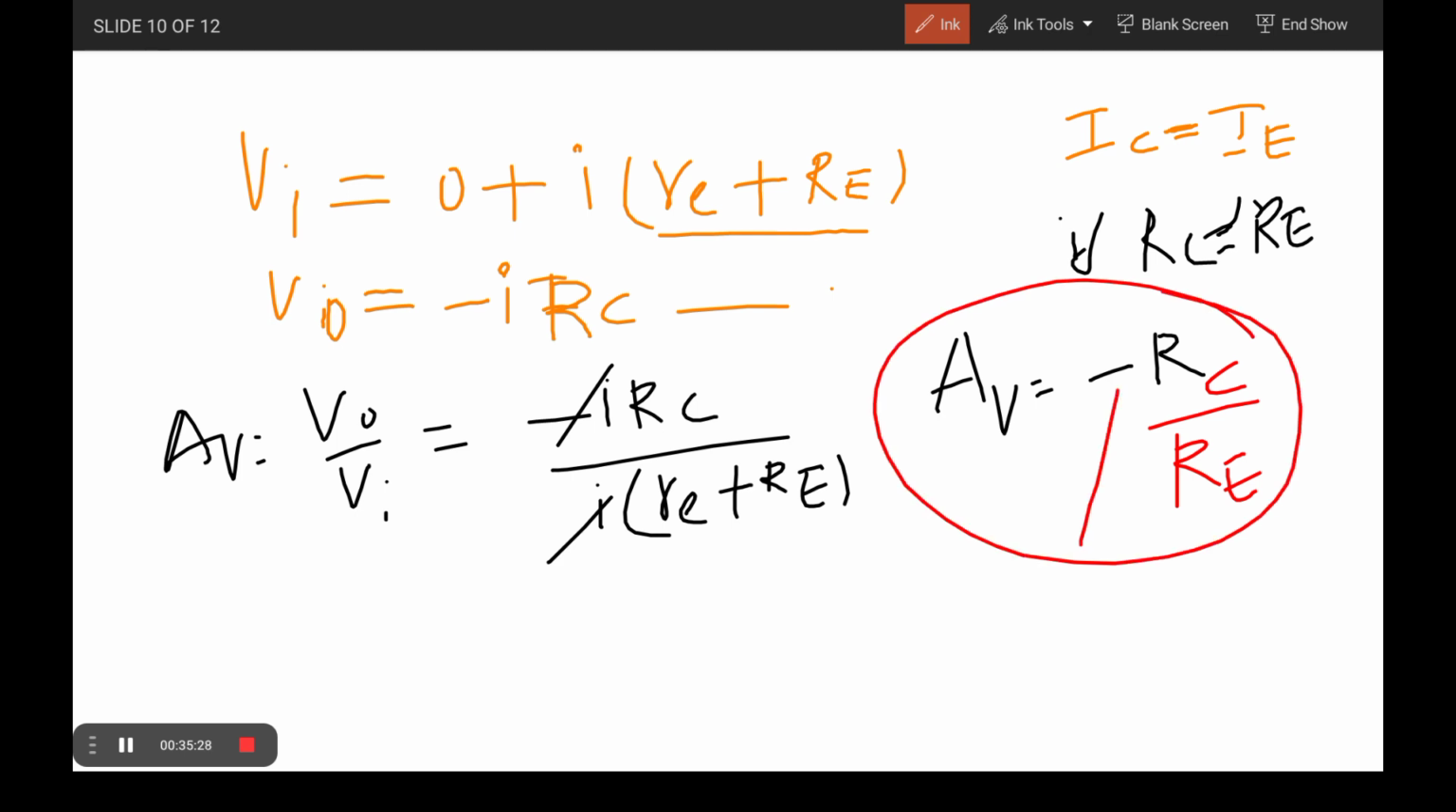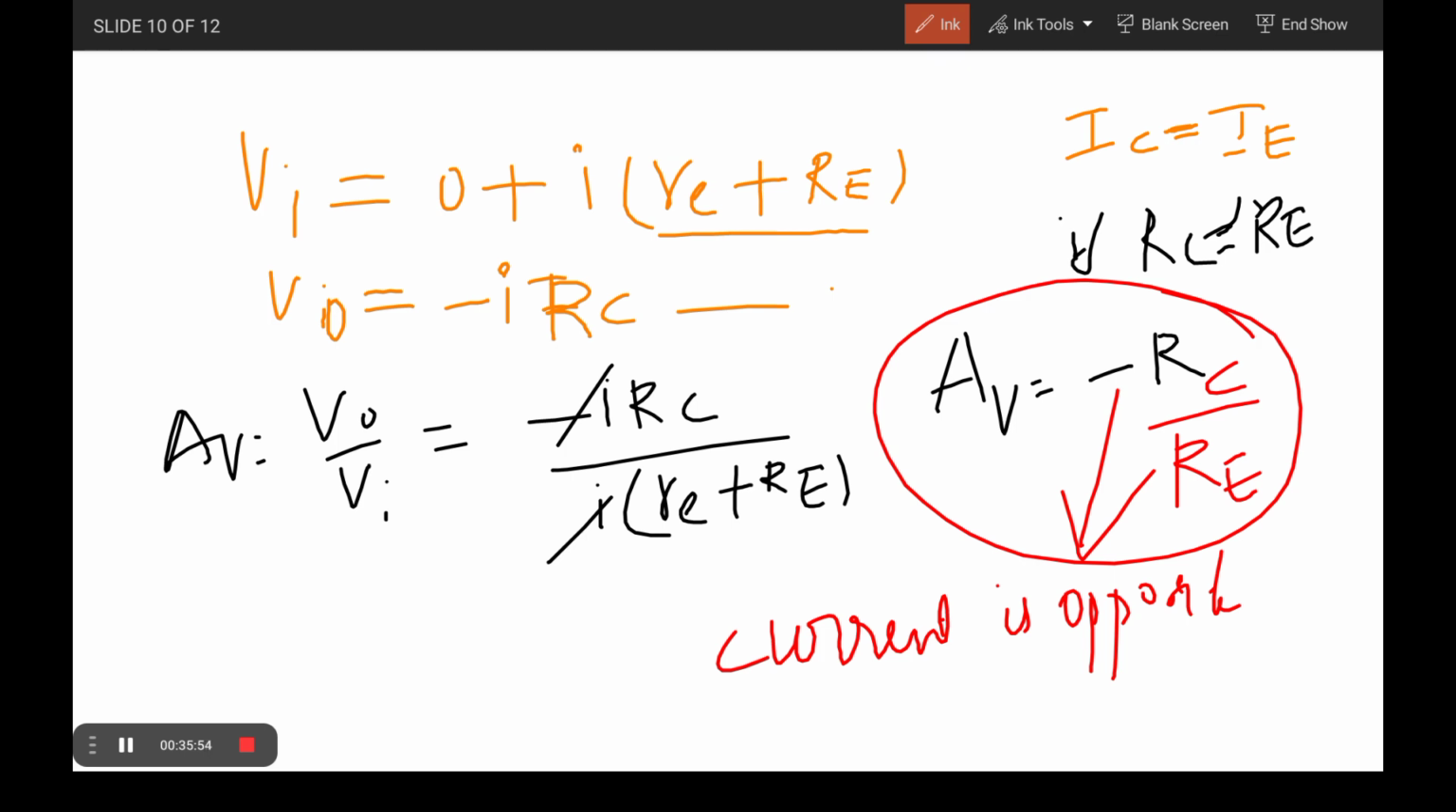Here the negative sign is because the current direction is opposite. That is a very important thing. In all small signal models, you will mostly get a negative sign, in the RE model and others, because the current is entering towards the node. That's why it is called a negative sign.